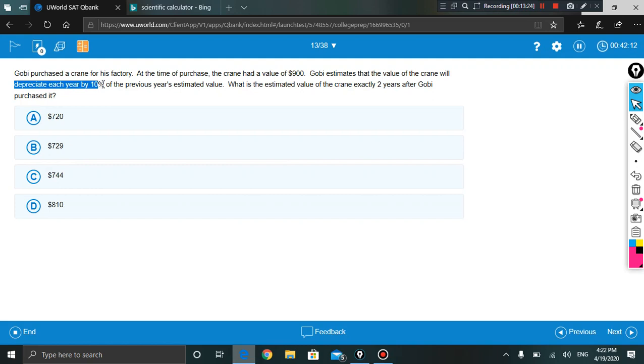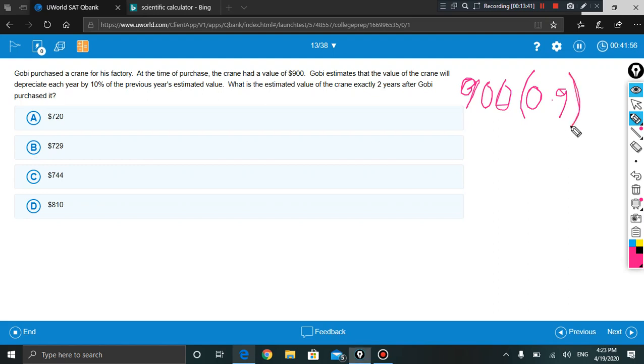Okay, that's an exponential equation. It's a very easy exponential equation there. So let's go ahead and do that. It started off with 900. Depreciates by 10%, so each year the remaining is 90%, and he's telling you after 2 years.